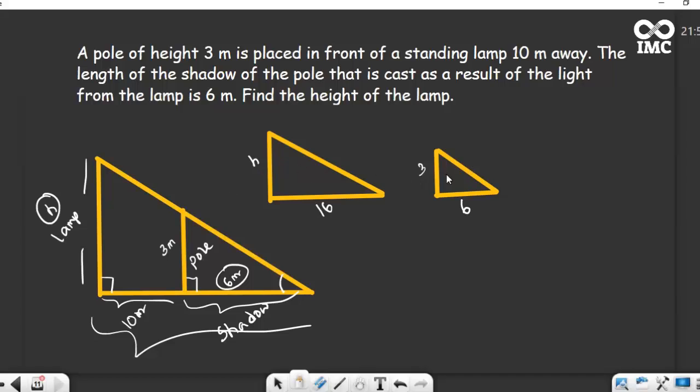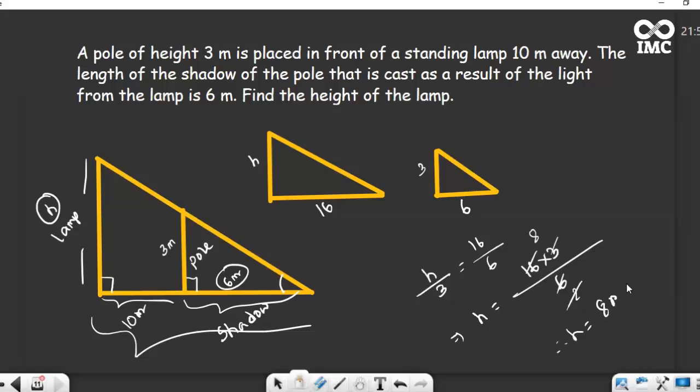So if you look at these two triangles and these two triangles are similar, then we can say their ratio must be equal. So from this triangle, we can write h by 3 equal to 16 by 6. Okay. Why? Since these two triangles are similar. So h will be 16 multiplied by 3 by 6. So 3 2s are 6 and 16 by 2 will be 8. So we can say height will be 8 meter. And this is the solution of this problem.